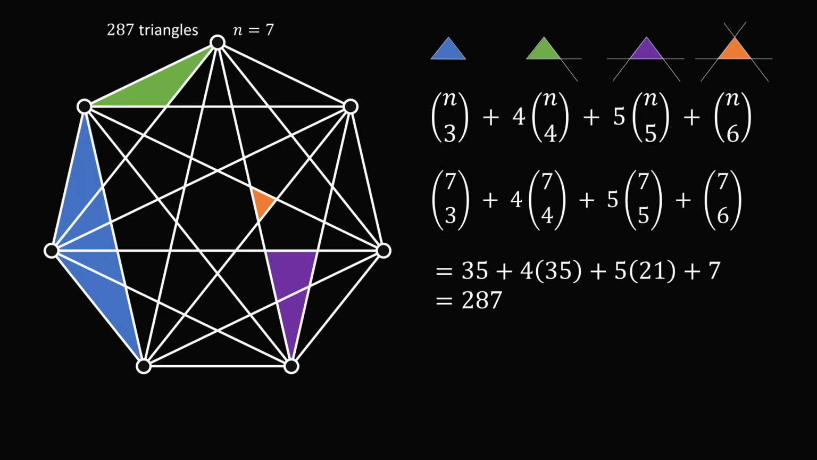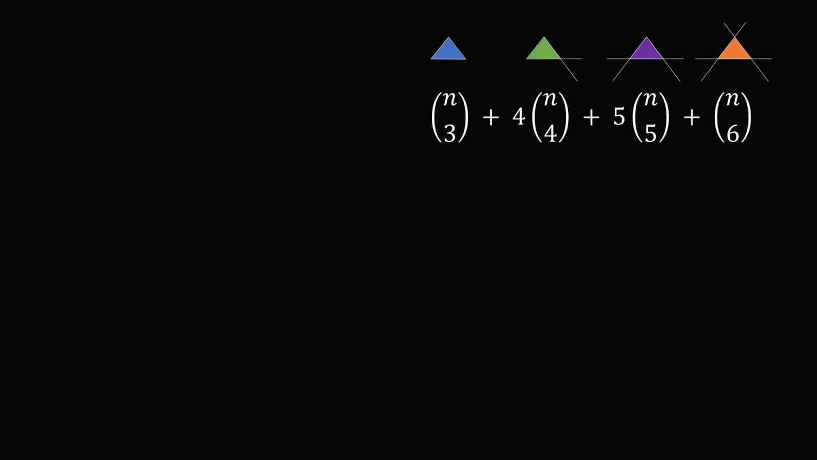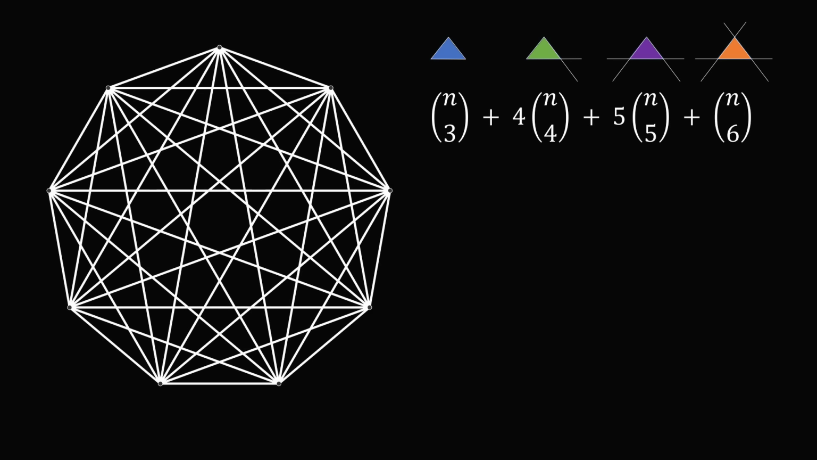Amazing! But the fun does not end here. Notice we have created a formula for a general value of n. So let's say we take n is equal to 9. How many triangles are in this shape? We can just substitute n is equal to 9 because exactly the same analysis will apply. There will only be 4 types of triangles.